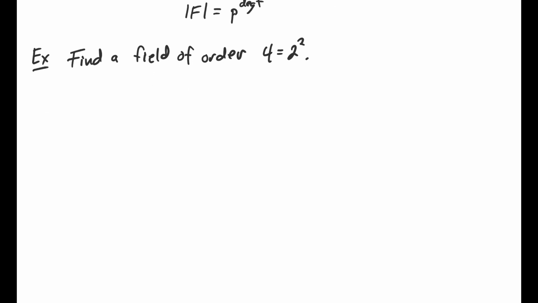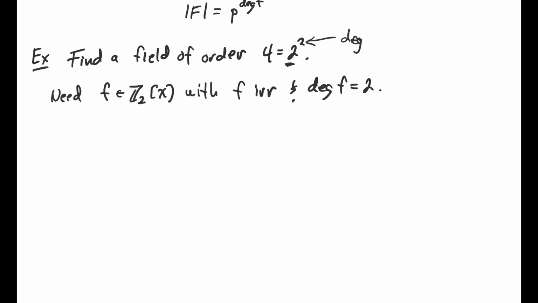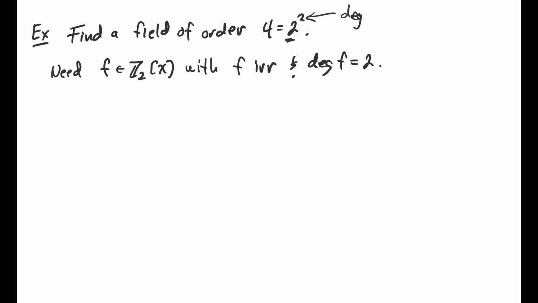Okay, our assignment is to find a field of order 4. So you should factor 4 as 2 squared. It has to be a prime power, remember, if you're looking for a finite field. And so this base 2 tells us we should be looking at polynomials with coefficients in Z mod 2. And this exponent says we just need to find an irreducible polynomial of degree 2.